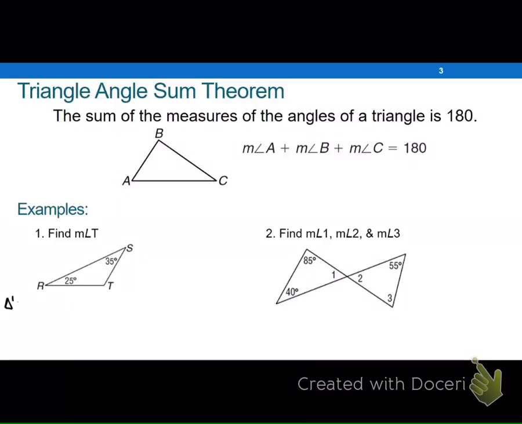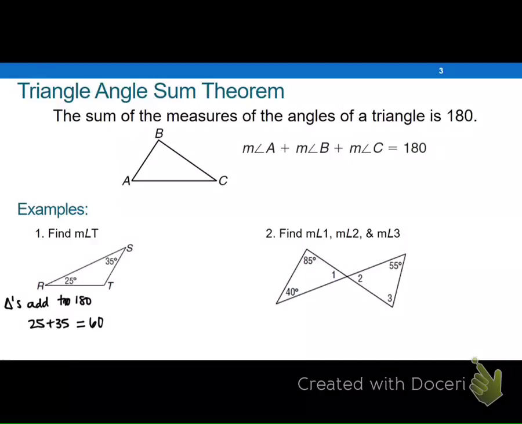We'd add 35 and 25. Good. So triangles add to 180. So you add 25 plus 35, and that is 60. Then what? Then you can subtract it from 180. So the measure of angle T is 120 degrees.